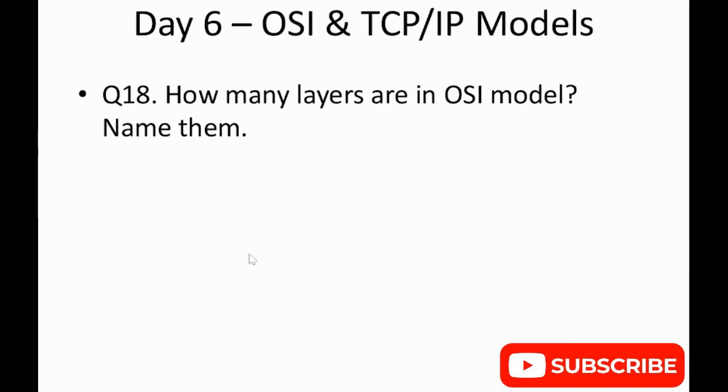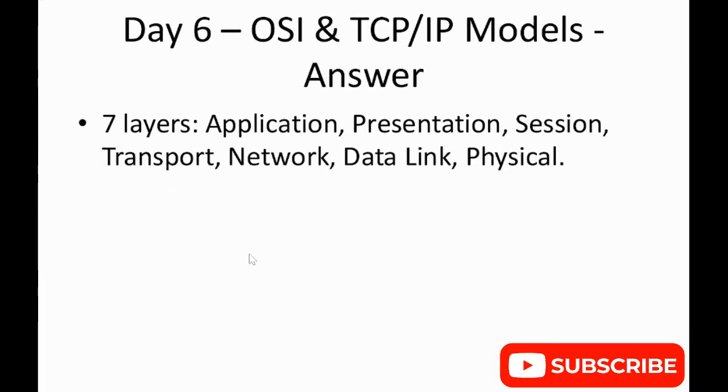Day 6, we discussed the OSI and TCP/IP model. So the question will be like, how many layers are in the OSI model and name them? It's a simple question. Seven layers are there: application, presentation, session, transport, network, data link, and physical layer. Seven layers, and these are the names of each layer.